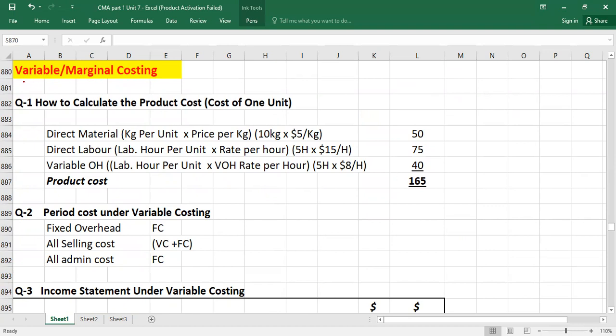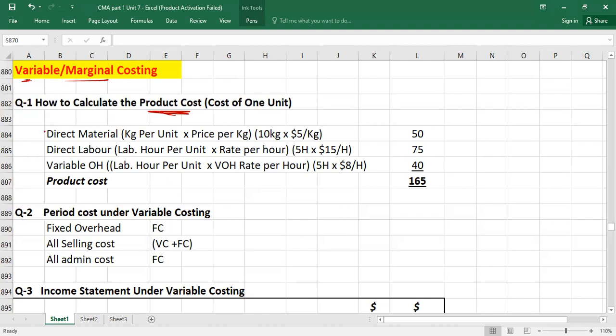Number one, variable or marginal costing. The first thing which they can ask you in the question, they will ask you to calculate what? The product cost by using marginal costing. And as I told you, product cost under marginal costing will include only the variable cost from the production. Variable cost from the production only. Understood? Don't include any non-production cost or any fixed cost to the product cost. Now we will include only variable cost, but from the production.